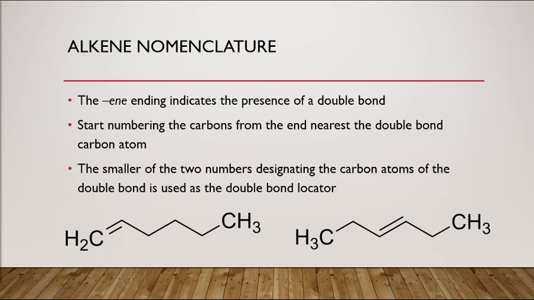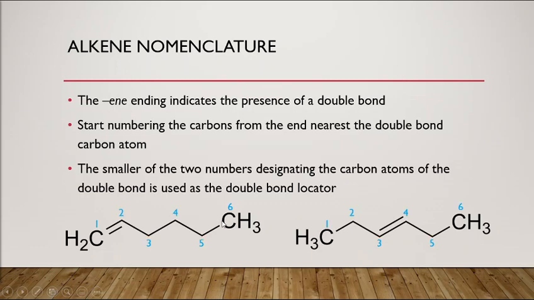So therefore, in this first one, the double bond is on this far left side. So I'm going to start numbering my carbons starting on the far left side. Here, the double bond is smack dab in the center, so it doesn't really matter which way you start off. But if the double bond was on this bond right here, then you start counting on this carbon 1, 2, 3, 4, so on and so forth.